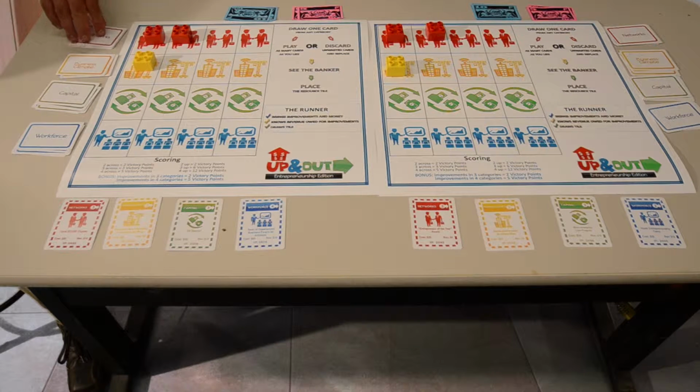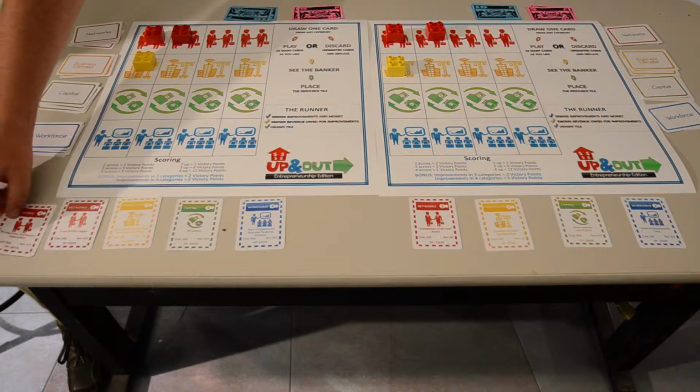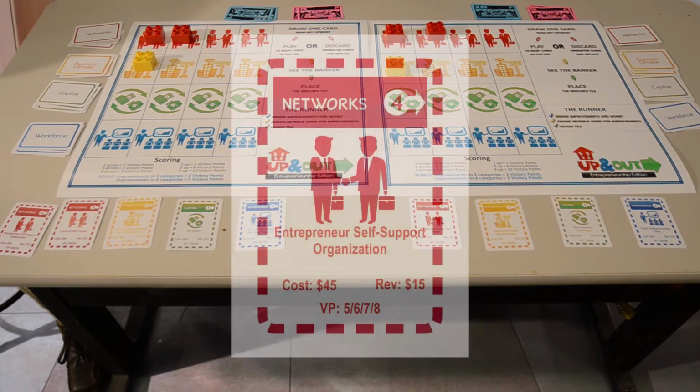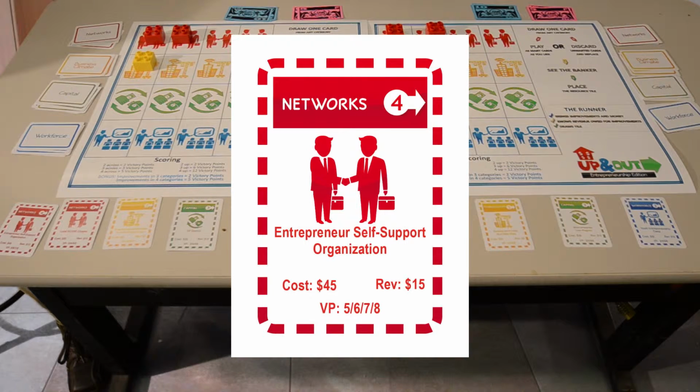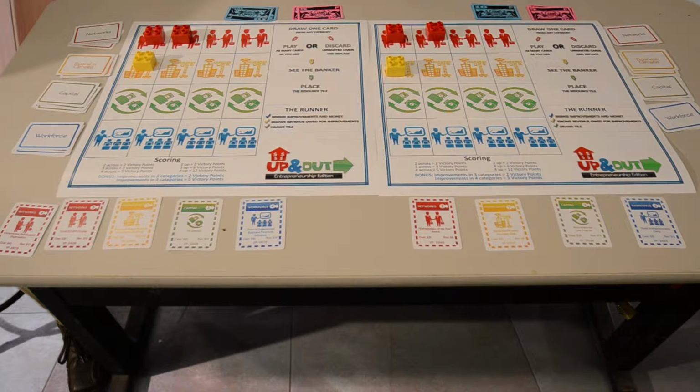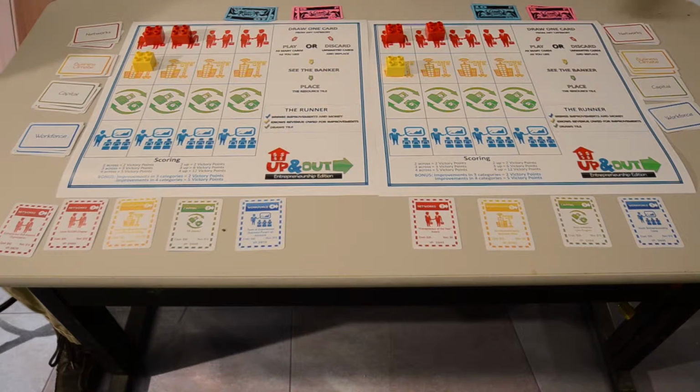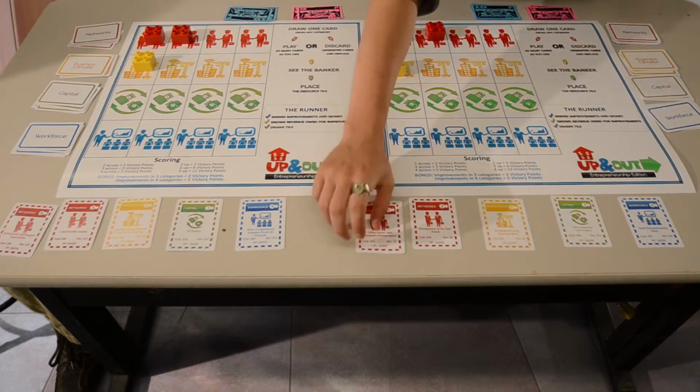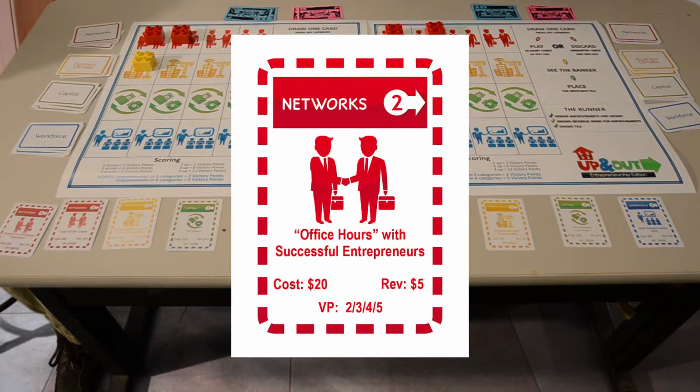I'm going to pick networks because I have 2 networks tiles on the board already. It looks like I've drawn Entrepreneur Self-Support Organization, a networks 4 across, and it looks like I can't play that. Okay. Calvin does not have a play. That's what I noticed. Nick, what are you going to draw? I'm going to draw a networks card because I already have 2 networks resource tiles. And it looks like I got office hours with successful entrepreneurs, which is a great pull.